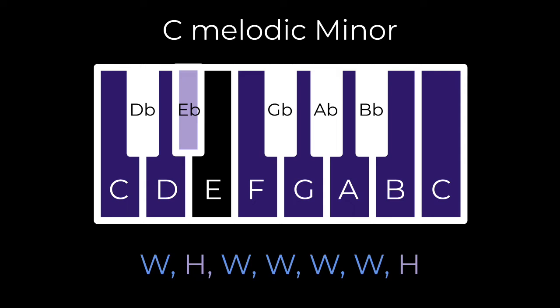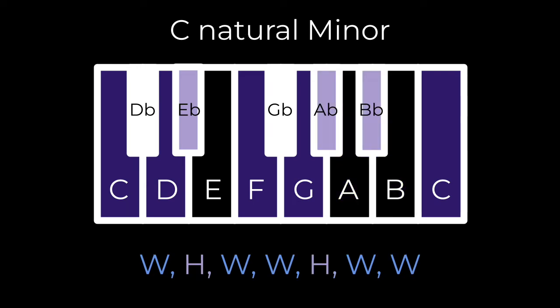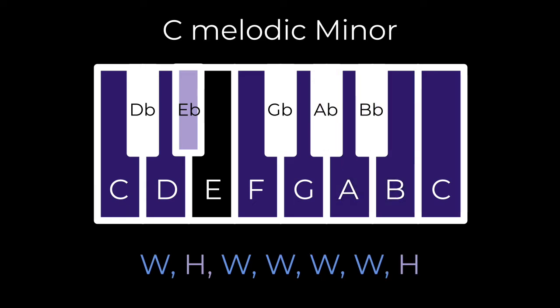Now, unlike the rest of the scales we've learned about, this one's different whether you're going up or down. On the way up, it has those raised 6th and 7th scale degrees, while on the way down, it's exactly like the natural minor scale. Why is that? Well, the push towards the tonic, or scale degree 1, from the raised 7th scale degree can be a bit too strong sometimes.